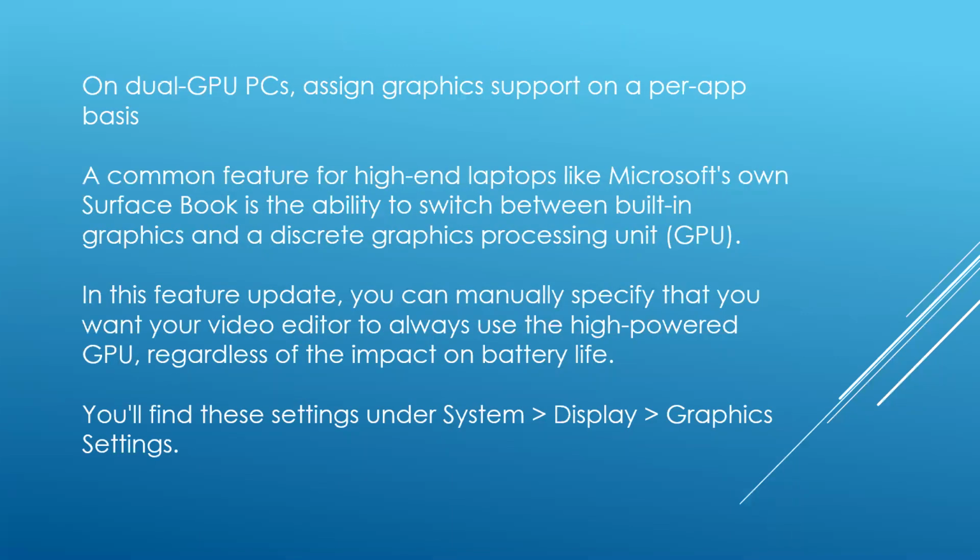So on dual GPU PCs, you can assign graphics support on a per app basis. A common feature for high-end laptops like Microsoft's own Surface Book is the ability to switch between the built-in graphics chip and a discrete graphics processing unit. In this feature update, you can manually specify that you want your video editor to always use the high-powered GPU, regardless of the impact on the battery life. You'll find these settings under System, Display, Graphics, and then Settings.